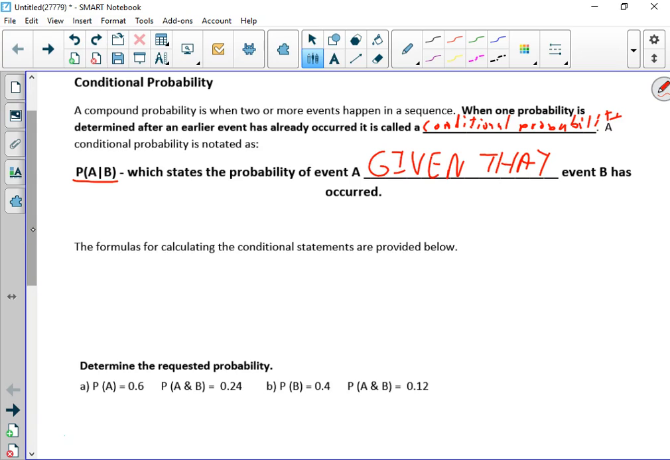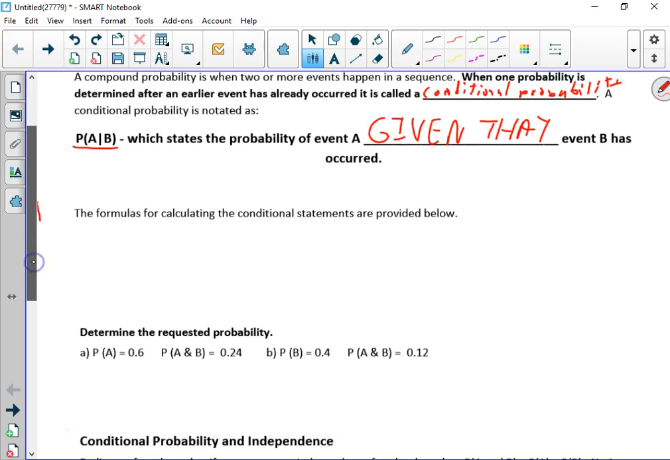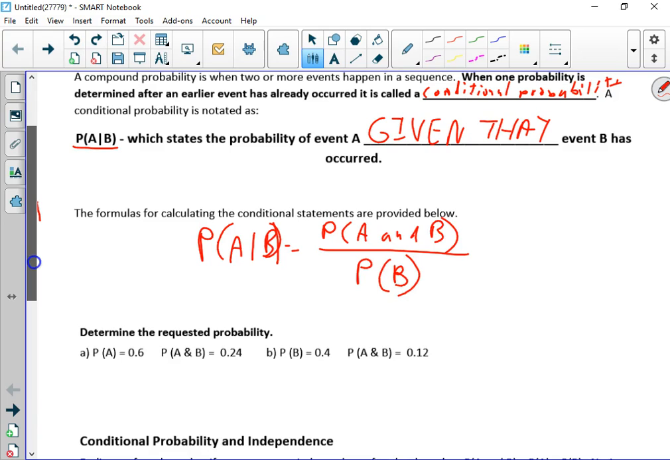The formula for calculating is as follows. Probability of A, given B has occurred, is the probability of A and B divided by just the probability of B, the one that has already occurred.